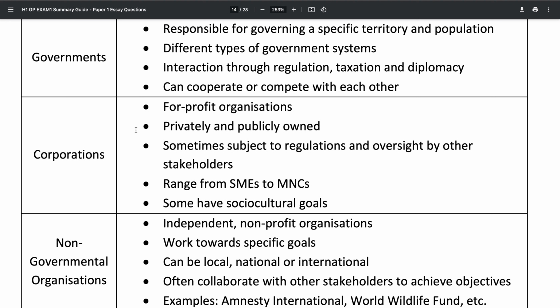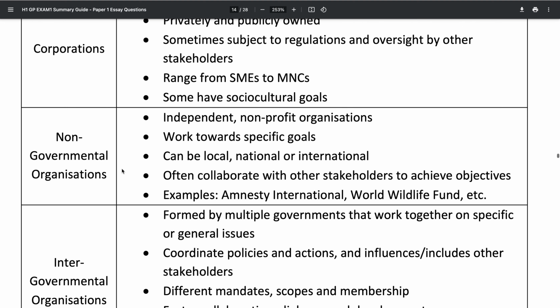Corporations, remember the most important thing for a corporation is that they are money, money, money. For profit. Okay, everything that they do will almost be 100% related to gaining profit. Non-government organizations are independent, they are non-profit, and they work towards very specific goals. And so NGOs can be wide-ranging, they can be small, they can be local, they can be international. And most importantly, they collaborate with other people.